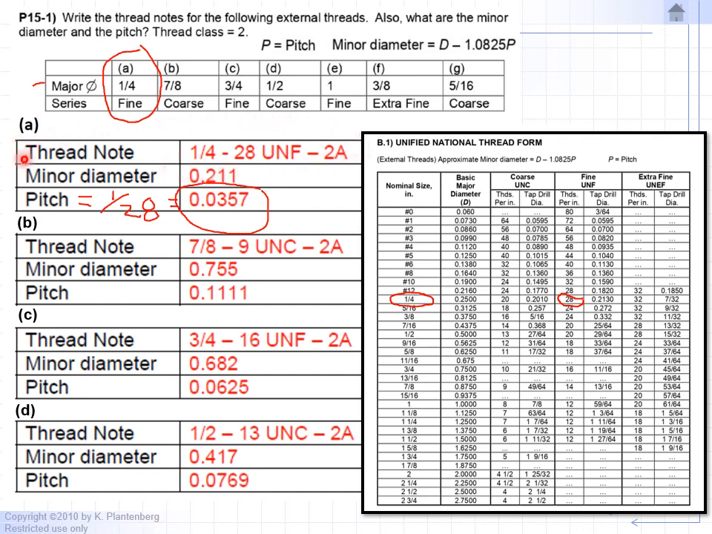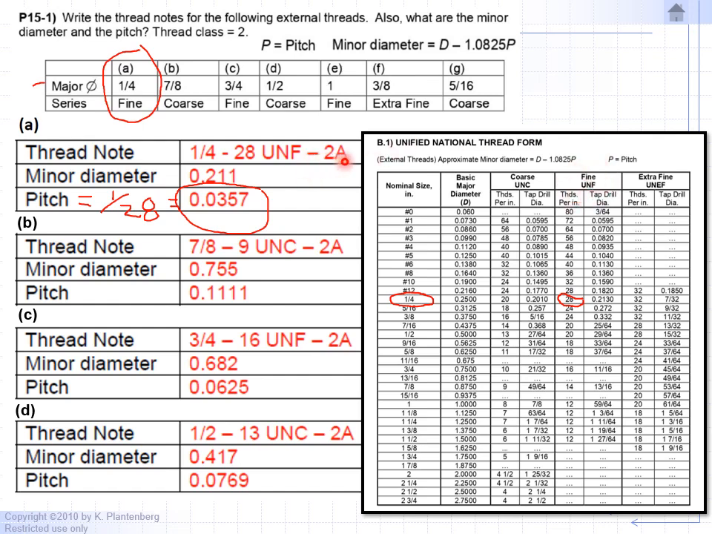Okay, so let's take a look at the thread note. We know we're dealing with the quarter major diameter bolt. The dash 28 tells us the number of threads, so there are 28 threads per inch. And the UNF tells us that we're using Unified National Fine thread standards.